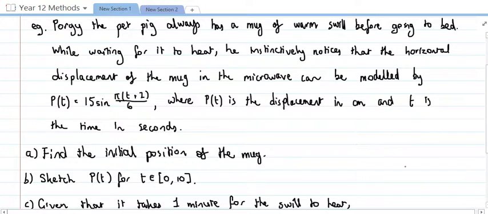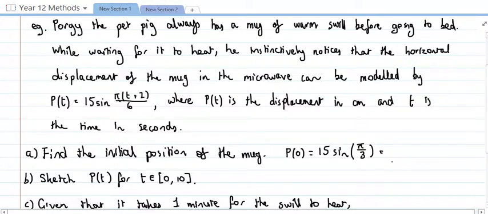Oh, and just again, this video will probably go over the 5 minutes, so it'll probably be 2 videos again. So find the initial position. Well, initial position means time equals 0, so we're just going to solve P of 0. And that's going to be 15 sine, now when t equals 0, it's going to be just 2 pi on 6, which is pi on 3.